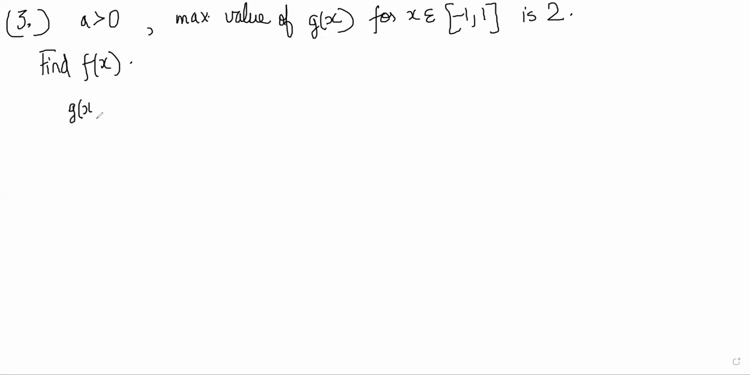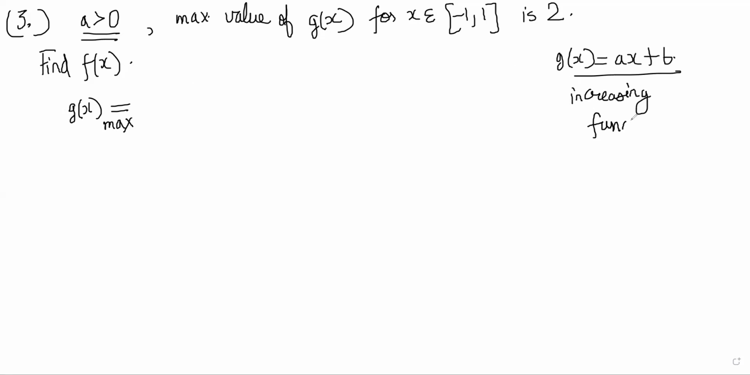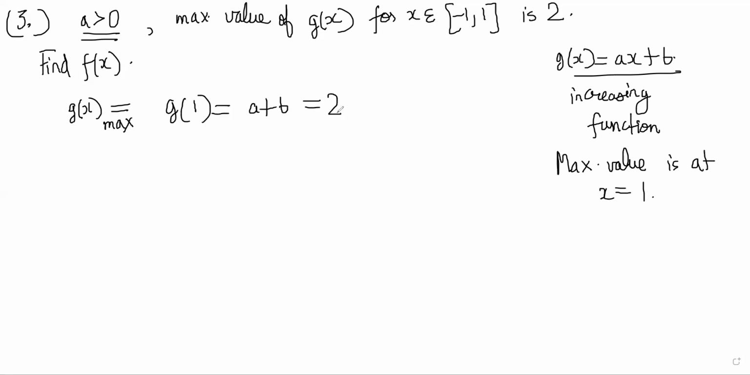So g of x maximum value is equal to... if a is positive, g of x is a linear function, ax plus b. So if a is positive, this is an increasing function, right? So obviously, that means that the maximum value will happen at 1. Maximum value is at x is equal to 1. So g of x maximum is equal to g of 1, which is equal to a plus b, which is equal to 2. That is what we have been given in this first sentence, right?